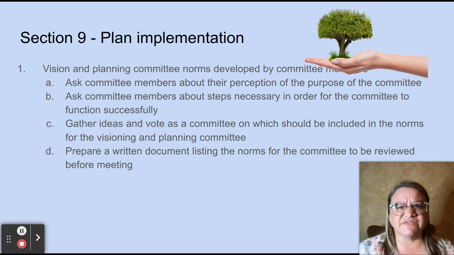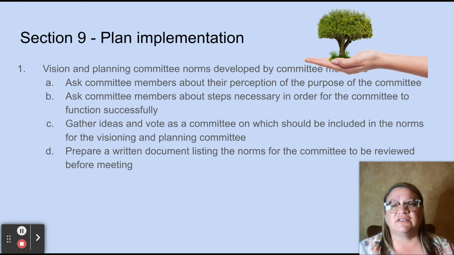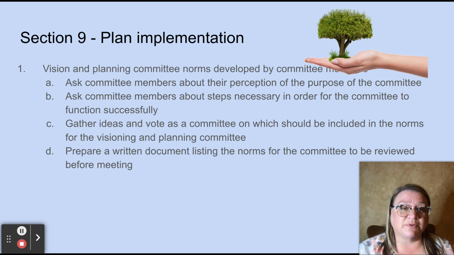As far as plan implementation goes, the vision and planning committee norms would be developed by those committee members. So we would ask the committee members about their perception of the purpose of the committee, ask them about steps that are necessary in order for the committee to function successfully, gather ideas and vote as a committee on which should be included in the norms for the visioning and planning committee, and then prepare a written document listing those norms for the committee to be reviewed before the meetings. But that's before any meeting. So it should be a written document that is part of your regular process as a meeting.